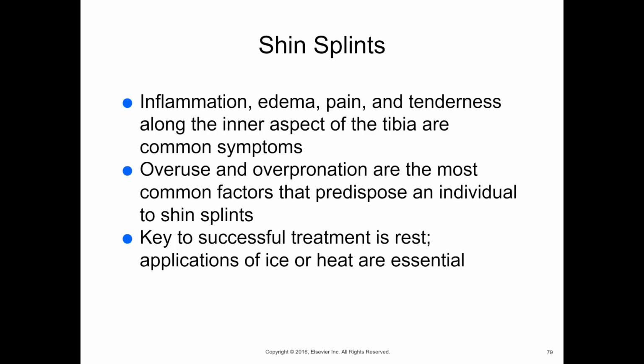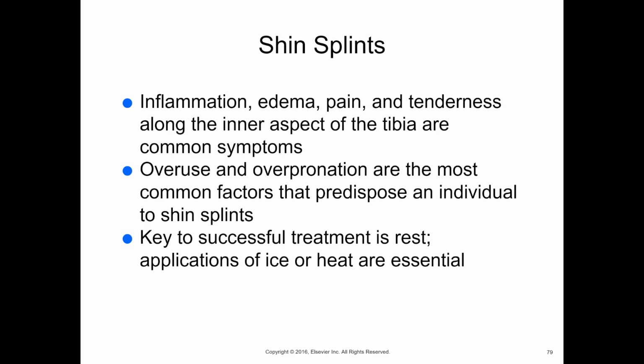Shin splints. This is a very common condition where there's inflammation of the periosteum, which is the most outer covering of the bone, because of the extensor muscles in the lower leg. It ends up leading to stress on the periosteum. Periosteum is actually very innervated with pain receptors, commonly caused by overuse and overpronation.